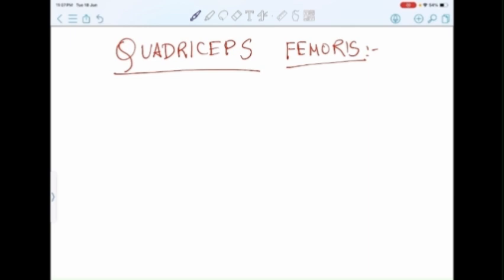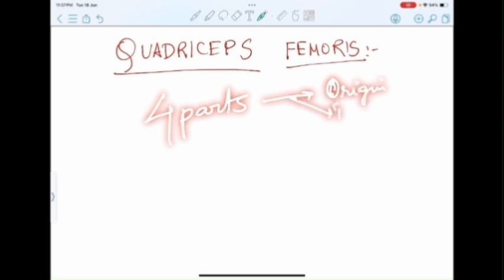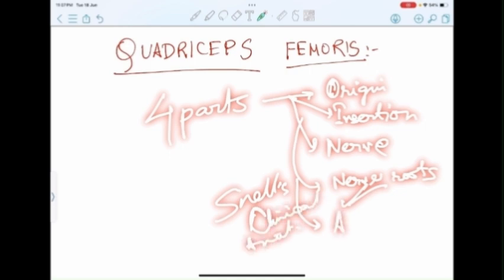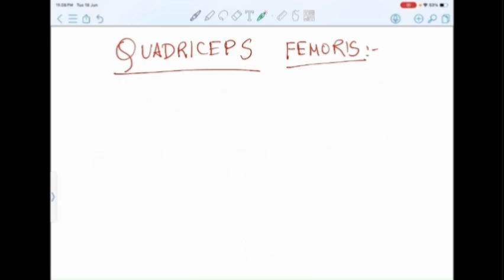It has basically four parts. We are going to study the origin and insertion of each part in a tabular format, along with nerve supply, nerve roots, and actions. I'm writing nerve roots also because it was mentioned in this way in Snell's clinical anatomy. That's why we are writing in this table format.